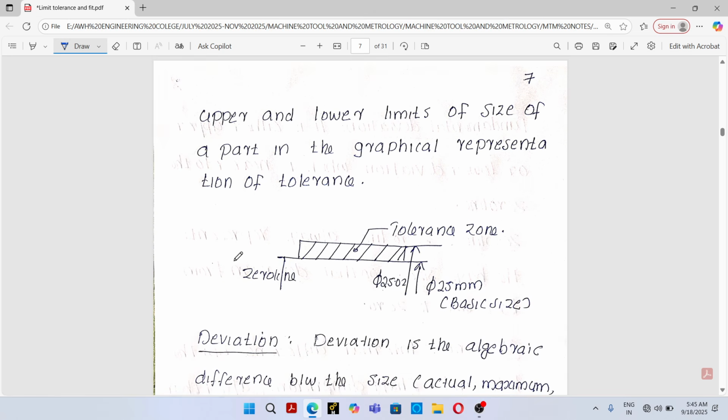See, this is the zero line. Zero line will always represent basic size. And here the basic size is 525 mm and the upper limit is 525.02, and this hatched portion is known as tolerance zone. So tolerance zone is a zone bounded between upper and lower limit. Here the lower limit is 525 mm, that's the basic size, and the upper limit is 525.02, and the zone bounded between lower limit and upper limit in a graphical representation is known as tolerance zone.